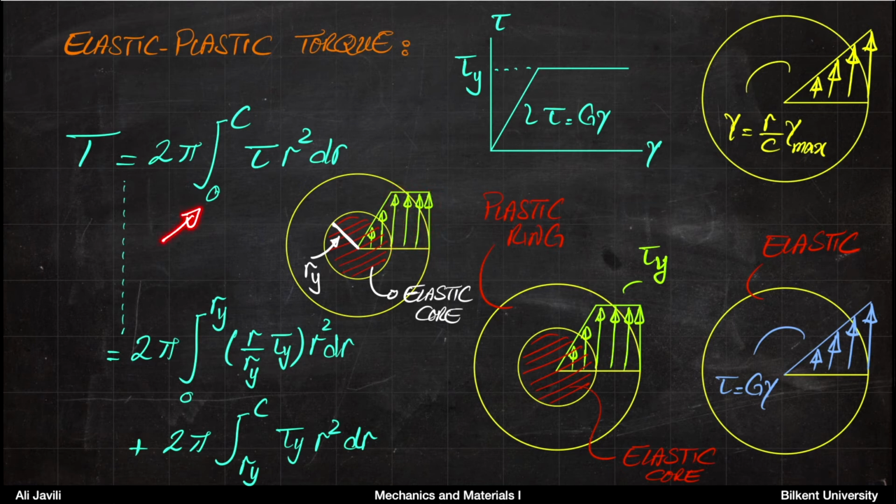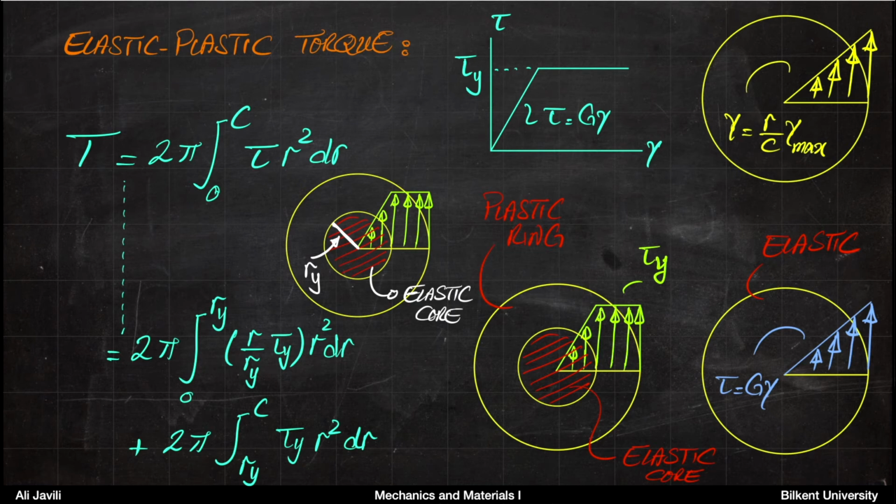So instead of integrating from 0 to C, we split the integral from 0 to Ry, which is the elastic part, plus Ry to C, which is the plastic part. That's what we want to do. Now, in the plastic part, tau is constant. It's just tau y. So this is exactly the formula that we had up there, but we replace the shear stress with yield shear stress, tau y.